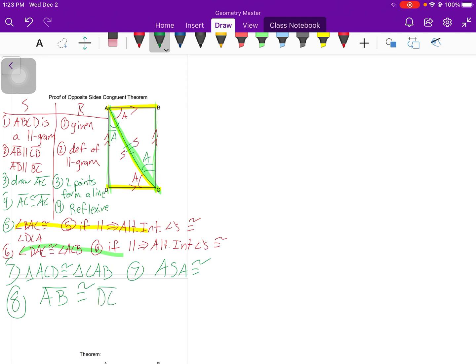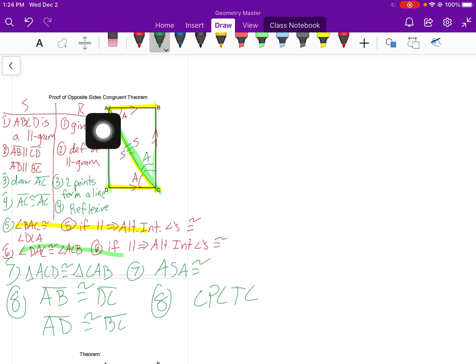Segment AB and segment DC, and then segment AD is congruent to segment BC by corresponding parts of congruent triangles being congruent. There is a lot in this proof, in this problem. But ultimately, this is just all of the various pieces of proofs we've used so far. Okay, we used a couple of new things, like definition of parallelogram. That's brand new. 2 points form a line. We used that back in Unit 1 before we even knew what a proof was.